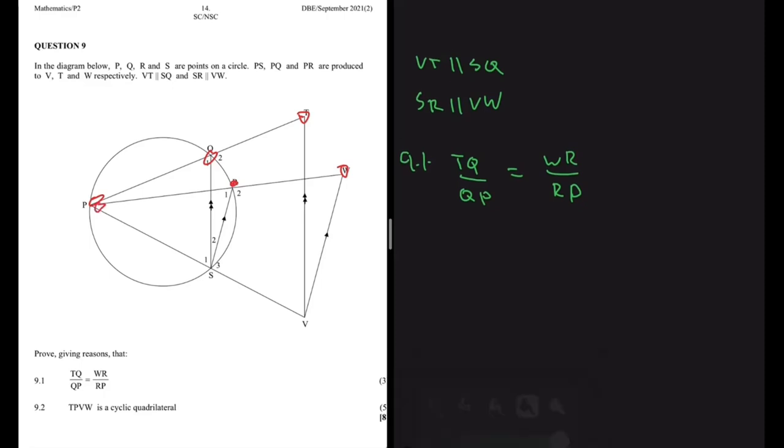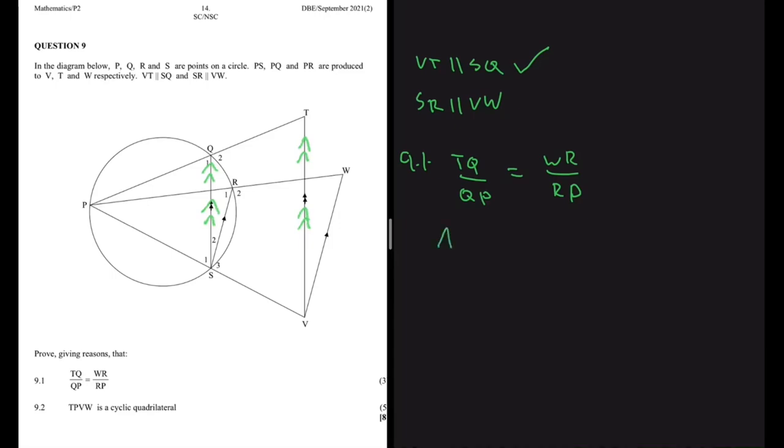The first keyword says VT is parallel to SQ, right? So let's look at the VT. VT is this line here, and it's said to be parallel to SQ. SQ is this line here. If those two lines are parallel, then the sides PT and PV will be divided proportionally, right?